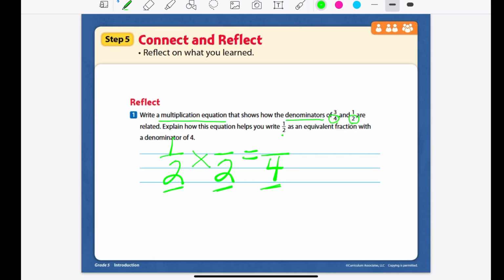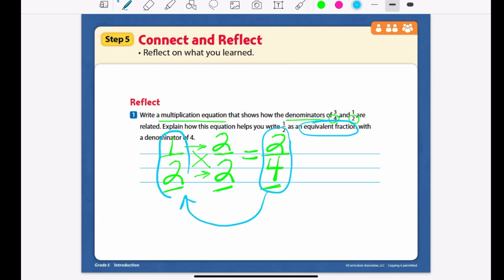So if I multiply my denominator times 2, I need to also multiply my numerator times 2. So 1 times 2 gives me 2. So I just created an equivalent fraction. 2/4 is equivalent to 1/2.